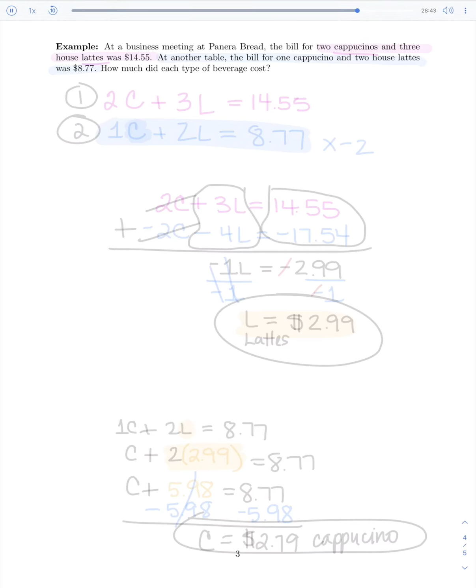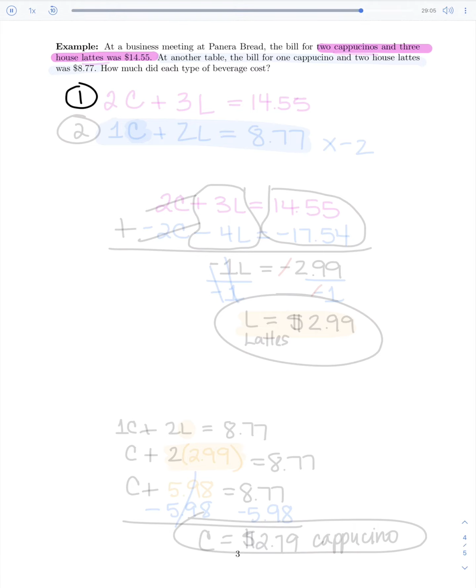At a business meeting at Panera Bread, the bill for 2 cappuccinos and 3 house lattes was $14.55. Let's take a look at the first sentence here and turn that into an equation. So we've got 2 cappuccinos and 3 house lattes.